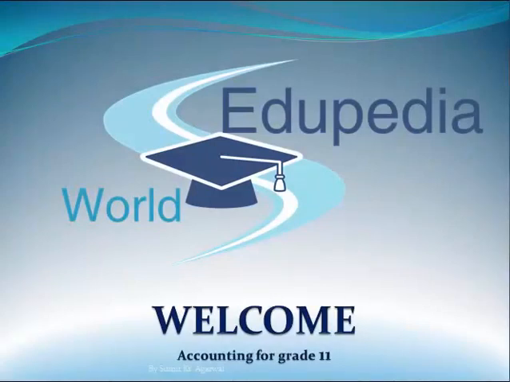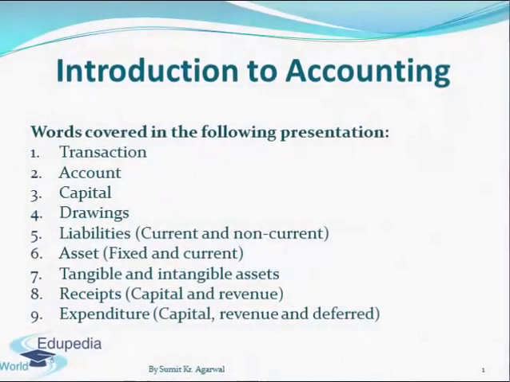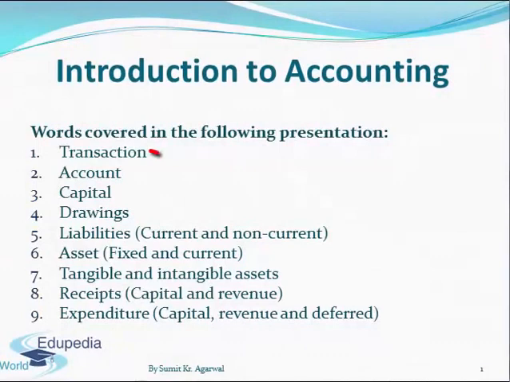Today we are going to learn basic terms of accounting. Please try to understand these words very well as it will help you a lot in building your concept of accounting. Words we have covered today are transaction, account, capital, drawings, liabilities, which would be both current and non-current liabilities, asset, fixed and current both. Now fixed assets are of two types, tangible and intangible. We have covered that also. Receipts, both capital and revenue receipts, and expenditure, all types, capital, revenue and deferred expenditure.